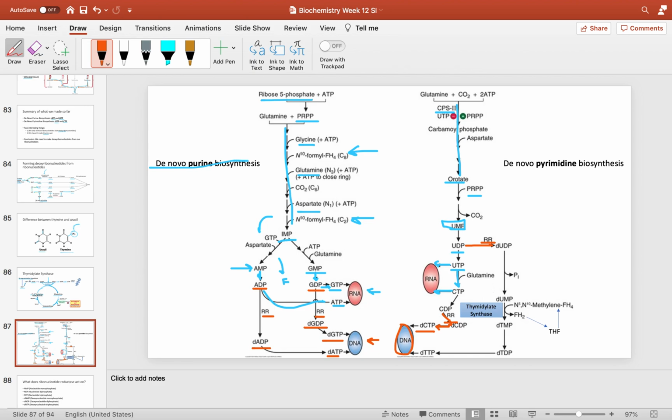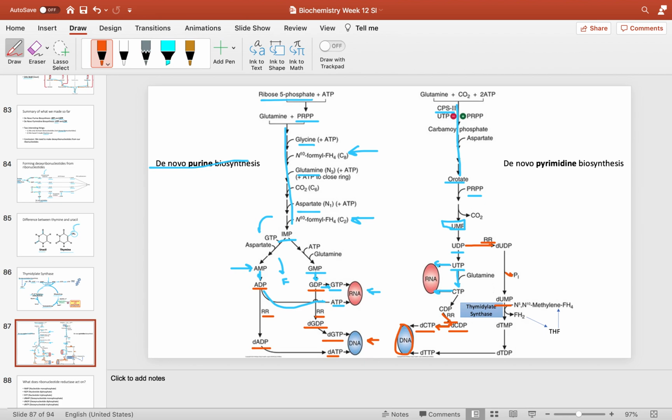But remember, your dUDP has a problem because it's not found in DNA. You need to form a thymine. So we can't phosphorylate it like we did to dCDP. We need to actually dephosphorylate it. So a phosphate group will come off and we form dUMP. And now dUMP needs a methyl group to be added on to form thymine.